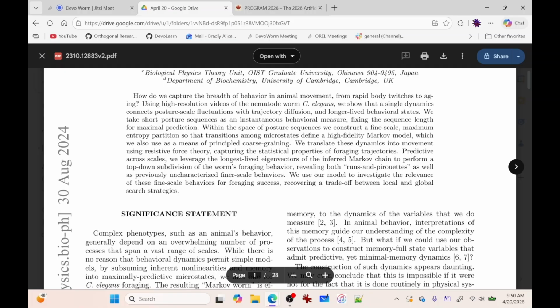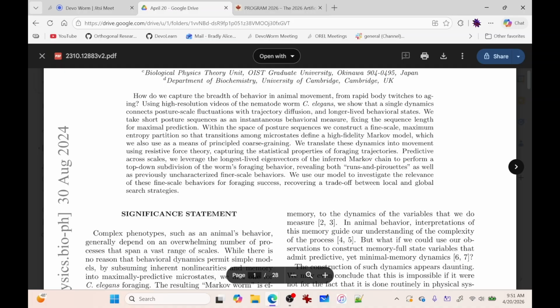So in this case, they take short posture sequences as an instantaneous behavior measure, fixing the sequence length for maximal prediction. Within the space of posture sequences, we construct a fine-scale maximum entropy partition so that transitions among microstates define a high-fidelity Markov model, which we also use as a means of principled coarse graining. So they're building this model of states with transitions. You can have these different postural states, and then you observe how they transition from one posture to another. That's basically what they're doing.